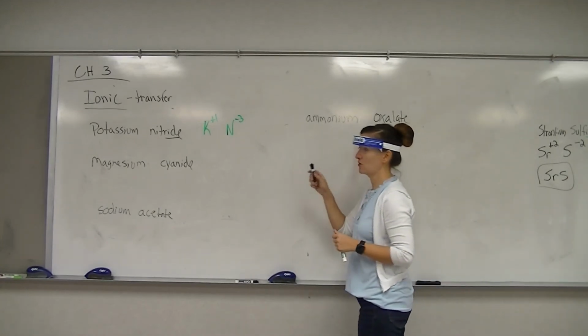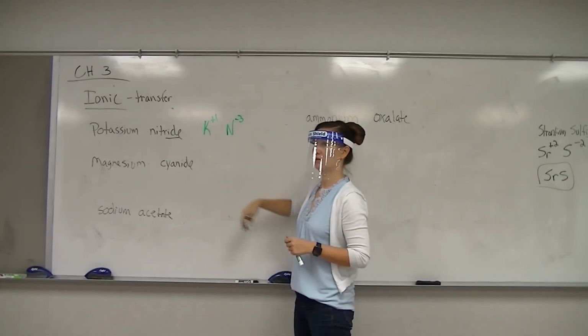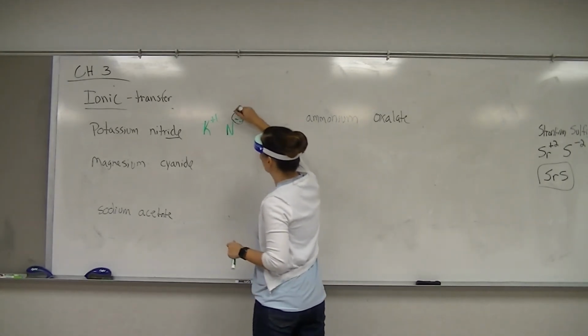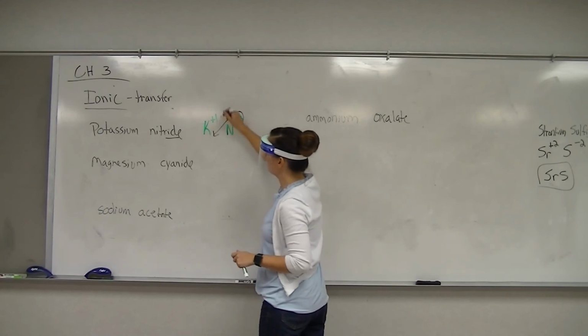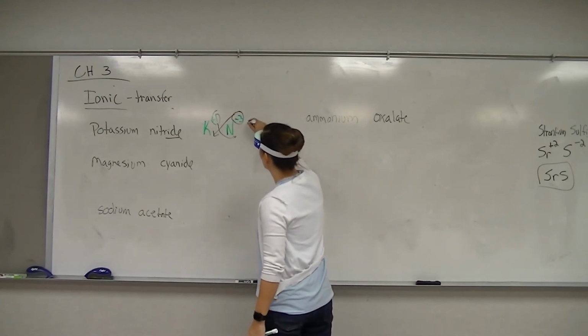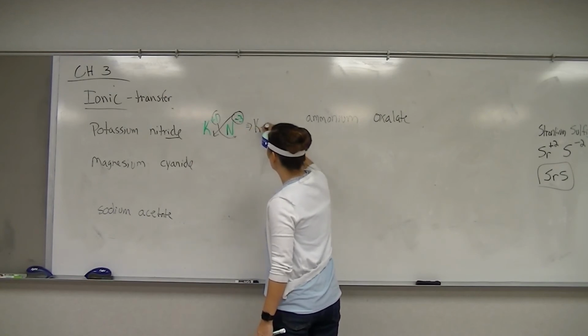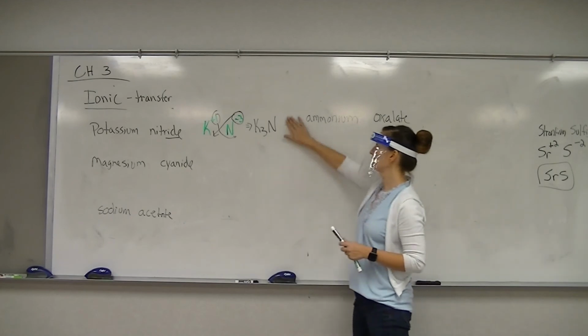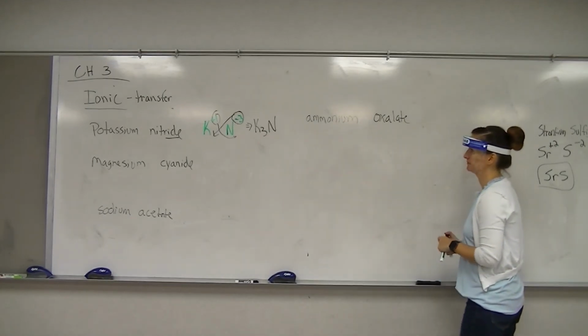Is the crisscross method okay with you, or do you want to write it out? No, crisscross is fine. Okay, so we'll do the crisscross. We're going to take the 3 as a subscript on potassium, and then we just need 1 nitrogen. So this becomes K3 and then N. Don't include the 1, just leave it as N.